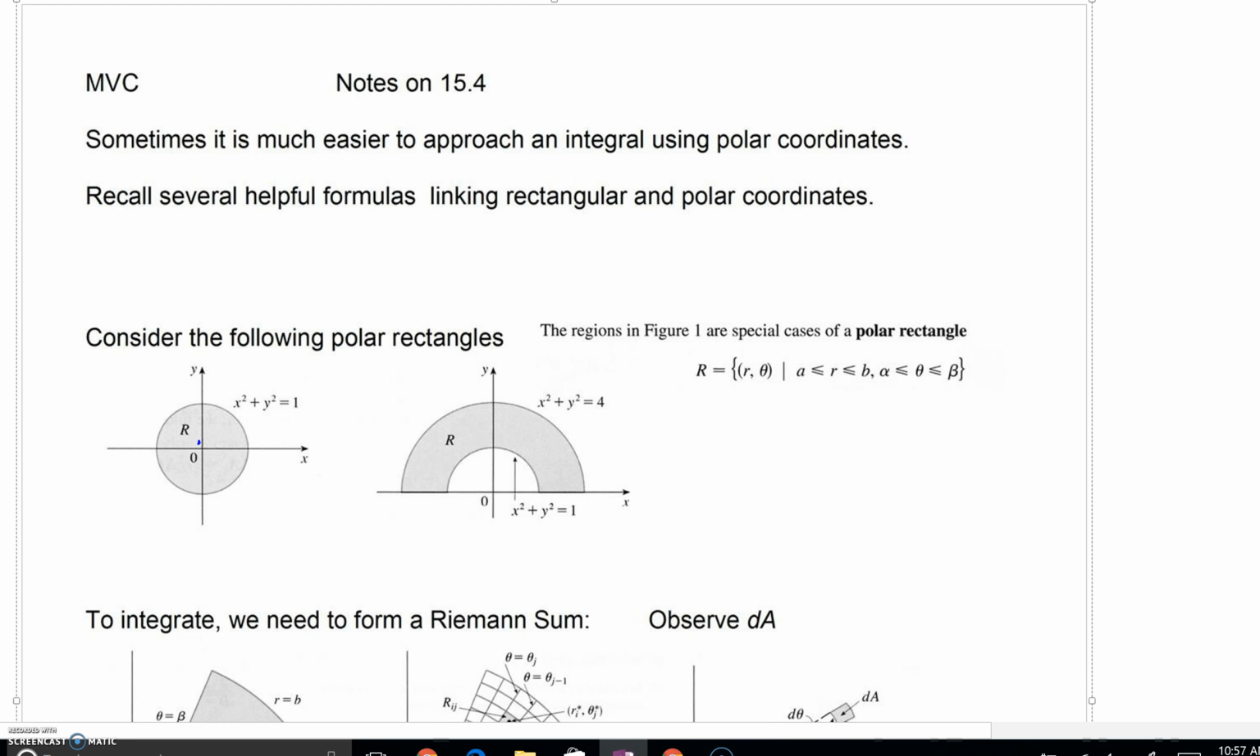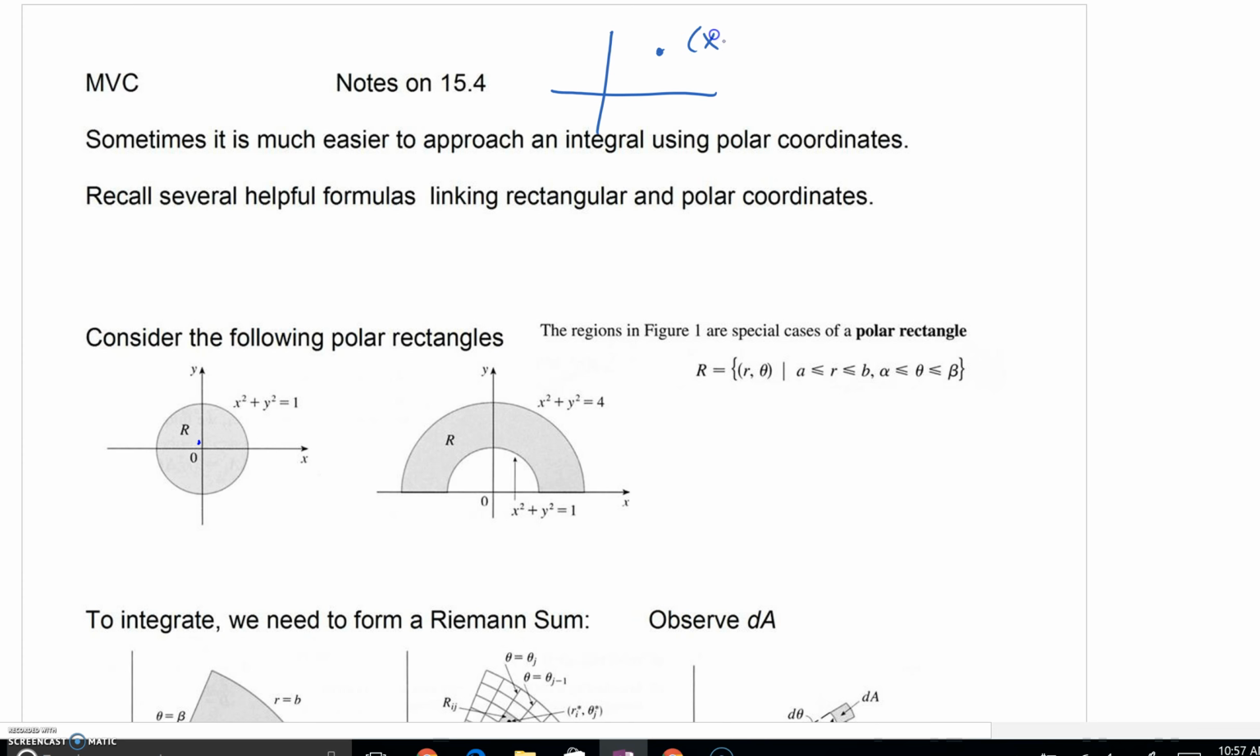Multivariable calculus, we're looking at section 15.4. We're really going to deal with working with polar coordinates. Sometimes it's much easier to approach an integral using polar coordinates as opposed to Cartesian rectangular. There are several helpful formulas linking the rectangular and the polar coordinates.